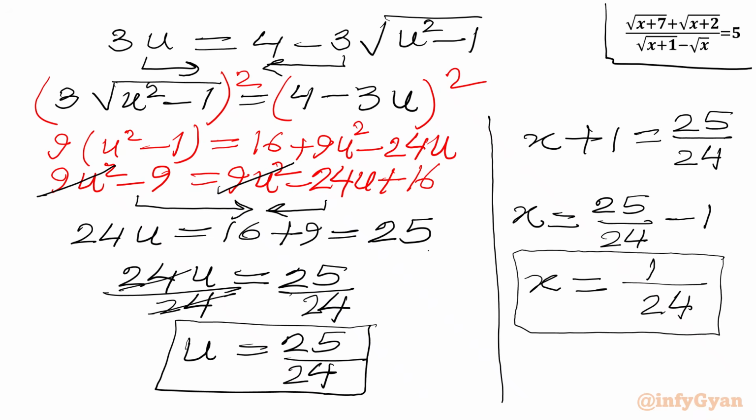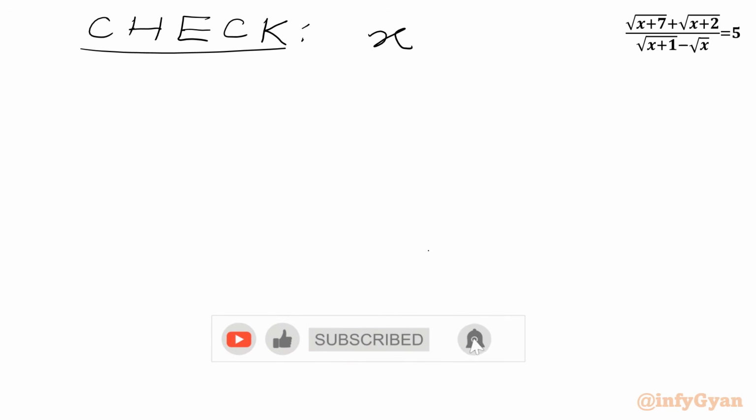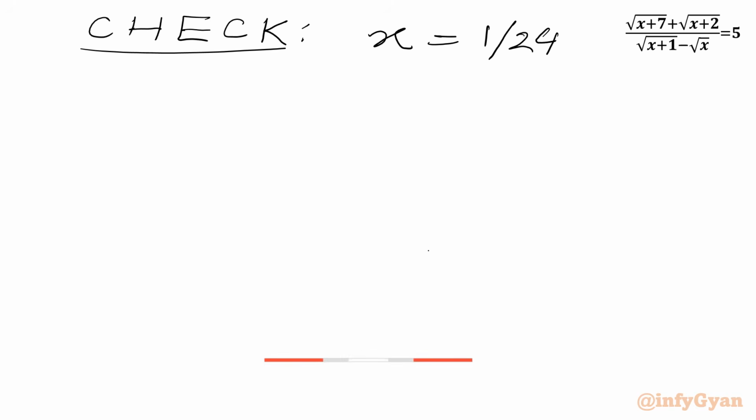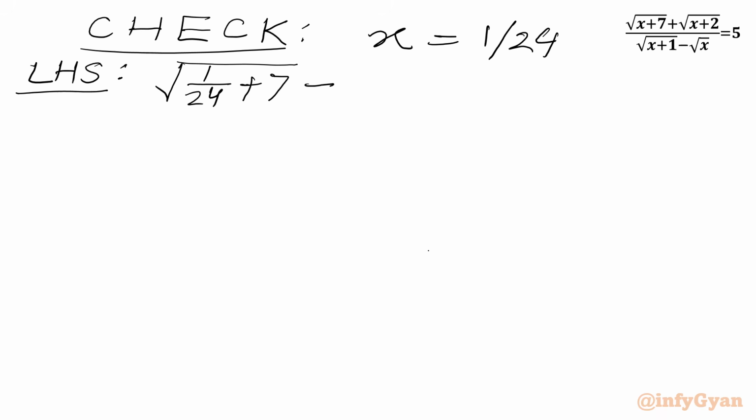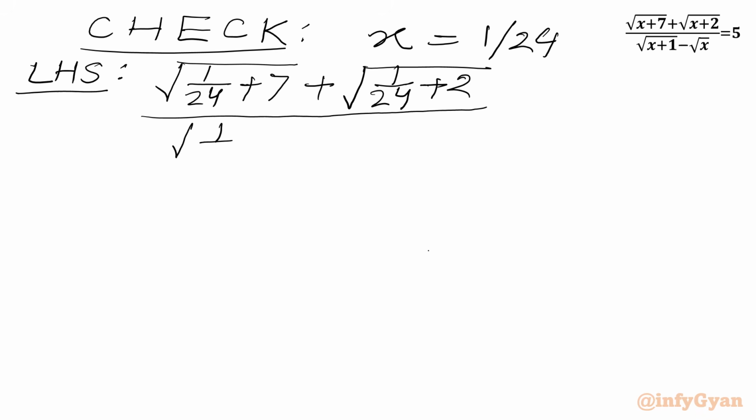Now we are going to verify it. So I will write here check. Here x is 1 over 24. Let's begin with left hand side and prove the value equal to 5. So LHS: square root of x plus 7, we will write 1 over 24 plus 7, plus square root of x plus 2, 1 over 24 plus 2, over square root of x plus 1. So square root of 1 over 24 plus 1, minus square root of 1 over 24.